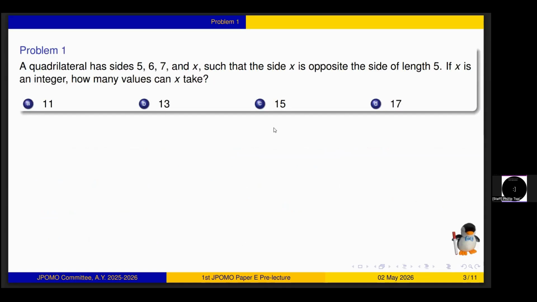A quadrilateral has sides 5, 6, 7, and x, such that the side x is opposite the side of length 5. If x is an integer, how many values can x take? So, does anybody have an answer?